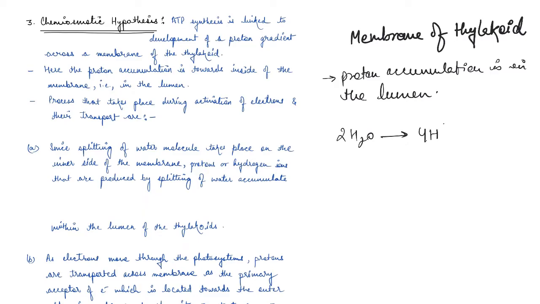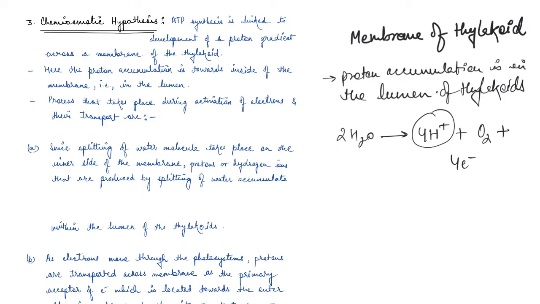In the last video we also saw the splitting of water, wherein two molecules of water are split into four hydrogen atoms, which are protons, plus one molecule of oxygen plus four electrons, right? So this accumulation of hydrogen ions happens on the inner side of the membrane. When the water is splitting, the protons are getting accumulated within the lumen of the thylakoid, right?